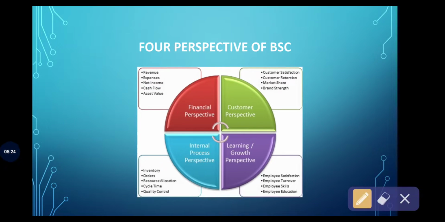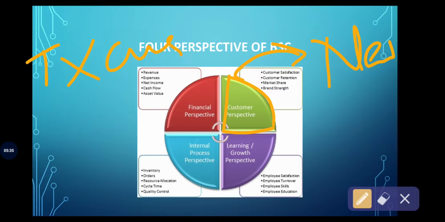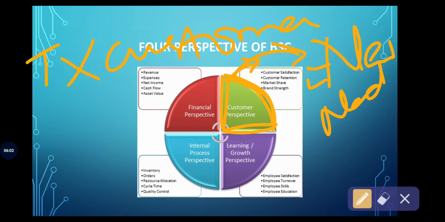Next, the customer perspective. It is a new measure. We learned that in the traditional measure, no customer preferences were taken into consideration. Here the customer perspective is another part of the organization. This is the new measure. Some employees will be appointed to look only at customer satisfaction and customer retention. Customer satisfaction means gathering data about their needs, their changing preferences, the latest trends, and the demand of the customers, and manufacturing the goods and services according to the needs and preferences of the customers.